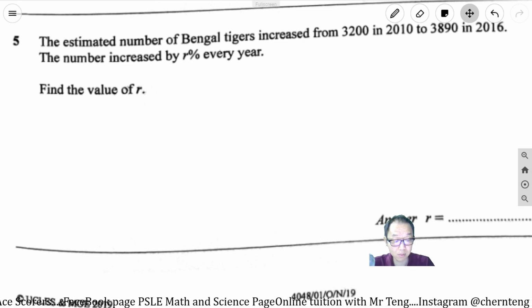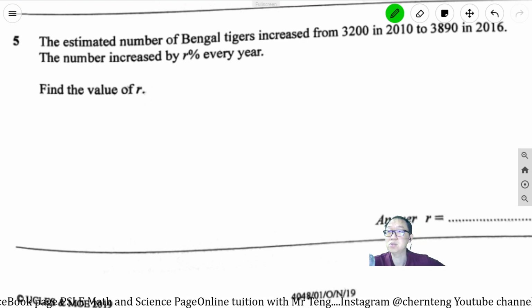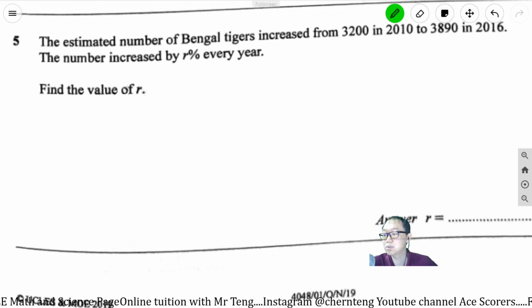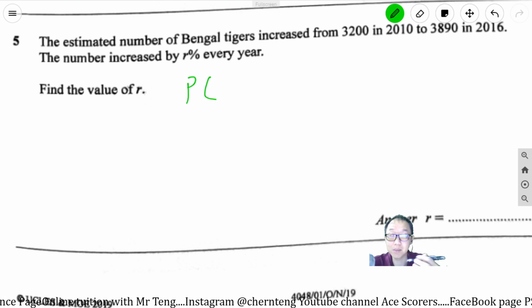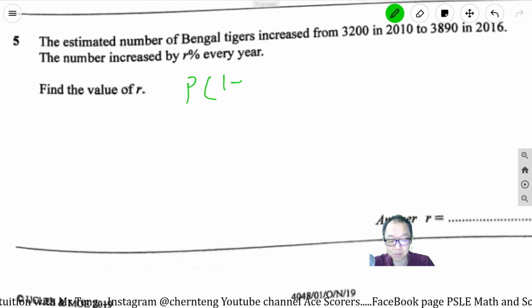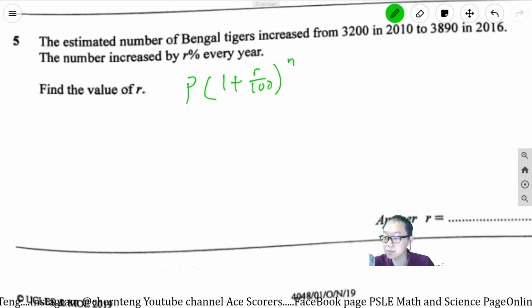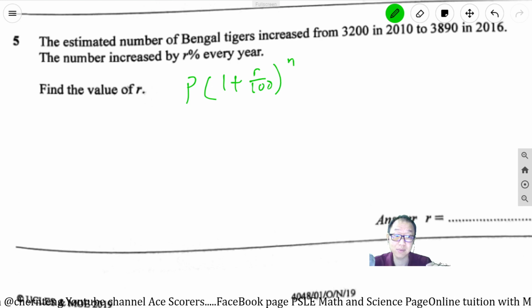The good thing about compound interest is that you don't have to memorize the formula, because it's given to you in the formula sheet. So what's the formula? P(1 + R/100)^n. That is the formula that is given to you.